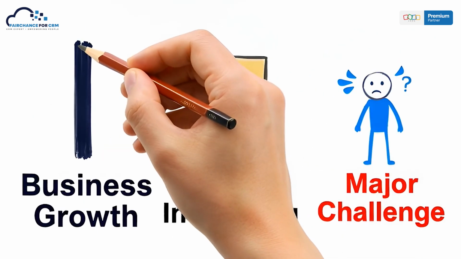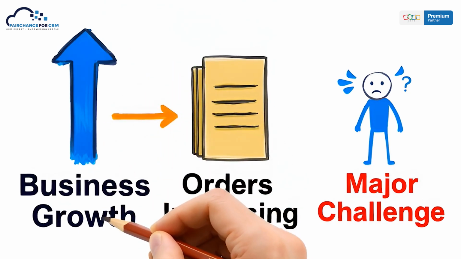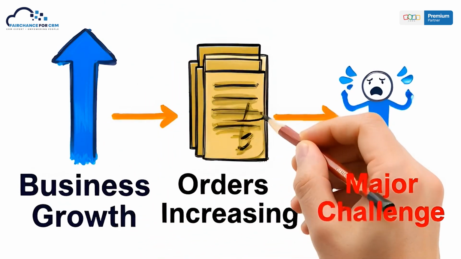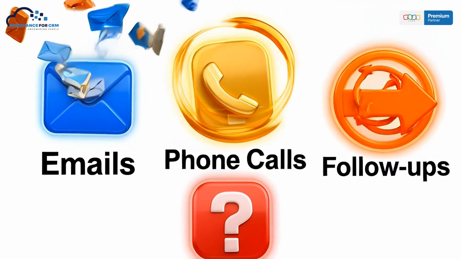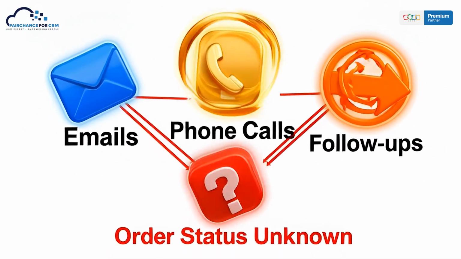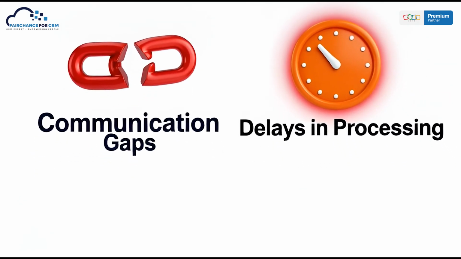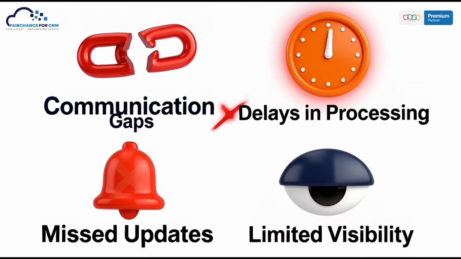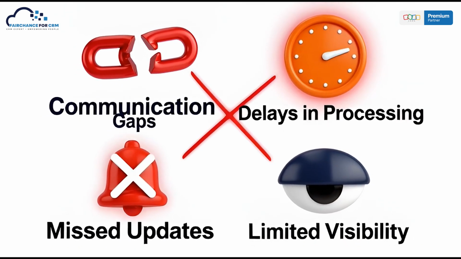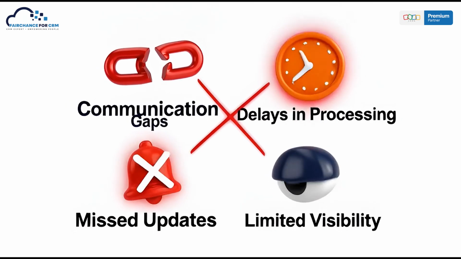As the business continued to grow and the number of orders increased, this manual process became a major challenge. Teams relied heavily on emails, phone calls, and internal follow-ups to determine the status of an order. This often resulted in communication gaps, delays in processing, missed updates, and limited visibility into the overall order cycle.